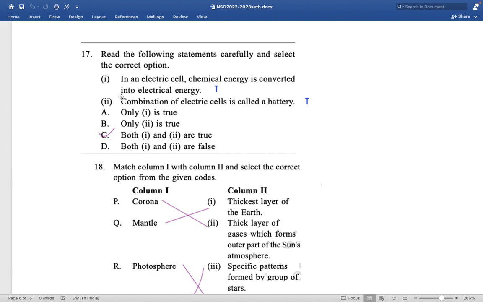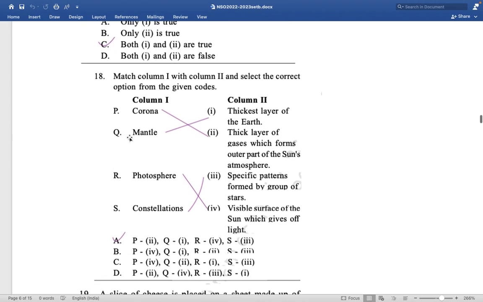An electrical cell produces electricity from the chemicals stored inside it. Also, a combination of electrical cells is called a battery. So C is the answer.